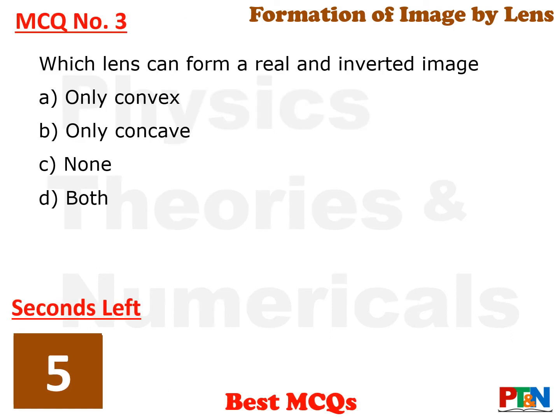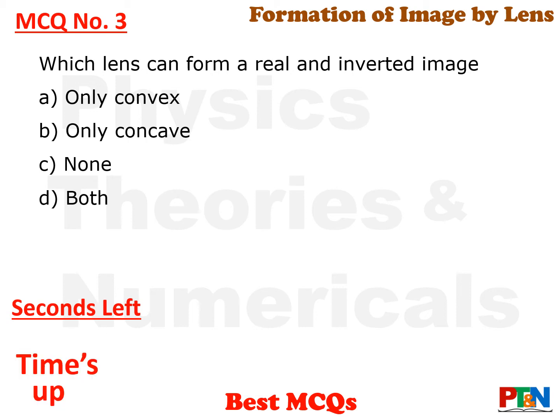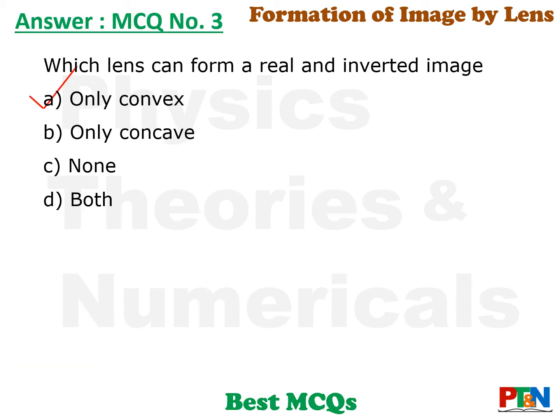Next MCQ. Which lens can form a real and inverted image? 4 options, 5 seconds time. Easy one. Do it quickly. Time starts now. Time's up. Let's see the answer. Only convex lens can form a real and inverted image. Nobody else. In fact, concave mirror also can. Okay, right. Just keep in mind. Among lenses, only convex lens can form a real and inverted image.